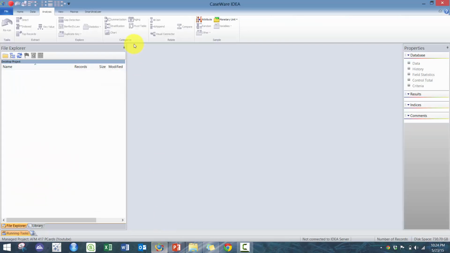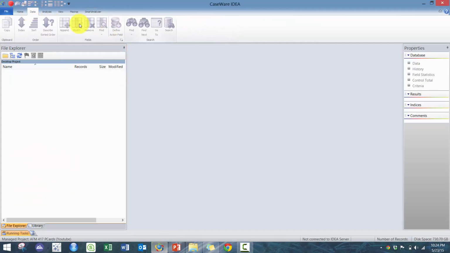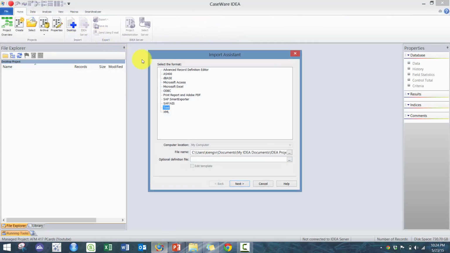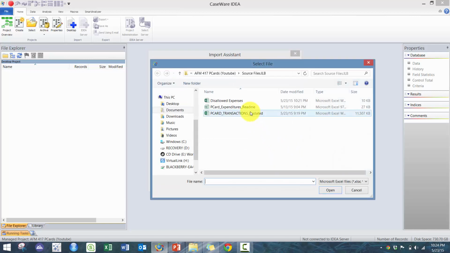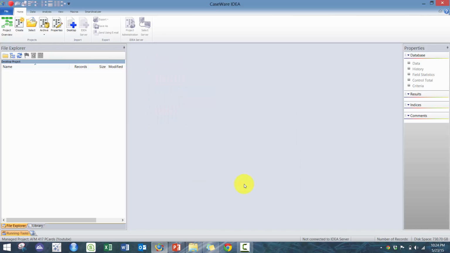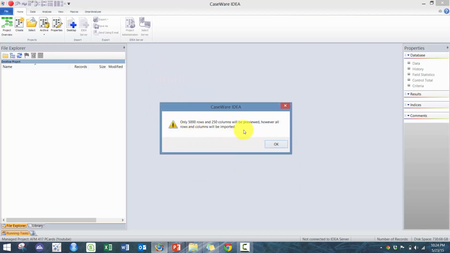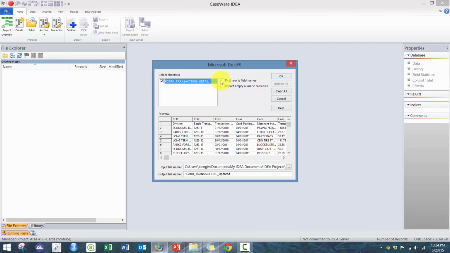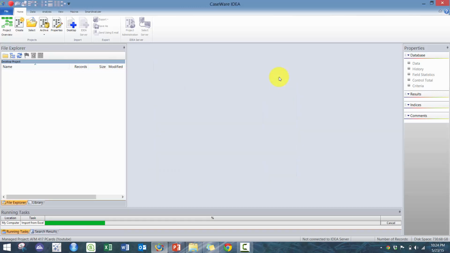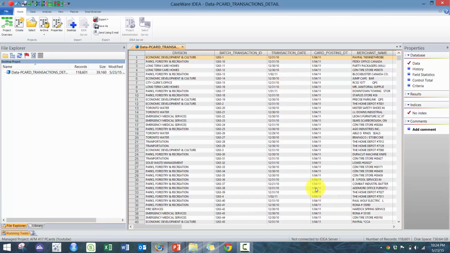Okay, so let's get started. I've already created my IDEA project, and the first thing we need to do is import our data. So it's this Pcard transaction data. The data set is a little bit large, I think it's like 100,000 lines. Here I'm just going to call this data, and we're just going to press OK. But you see IDEA is able to handle the file size without too much hassle.